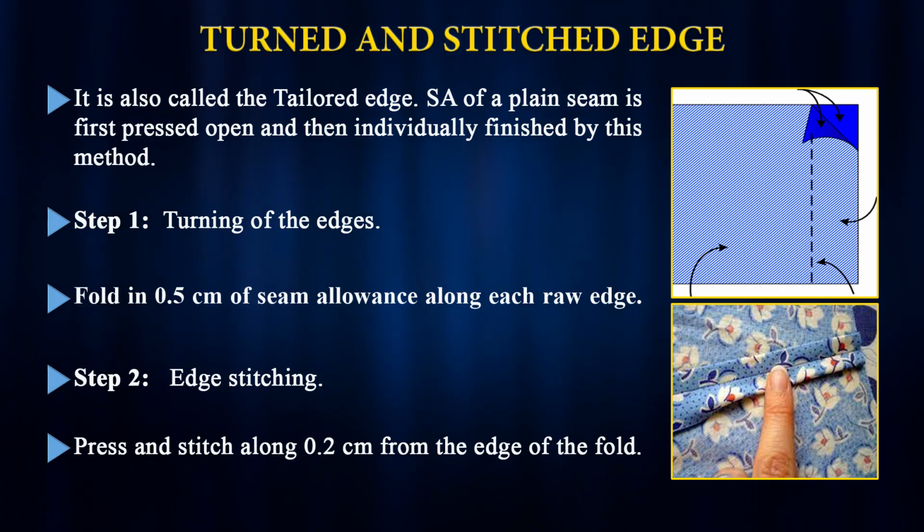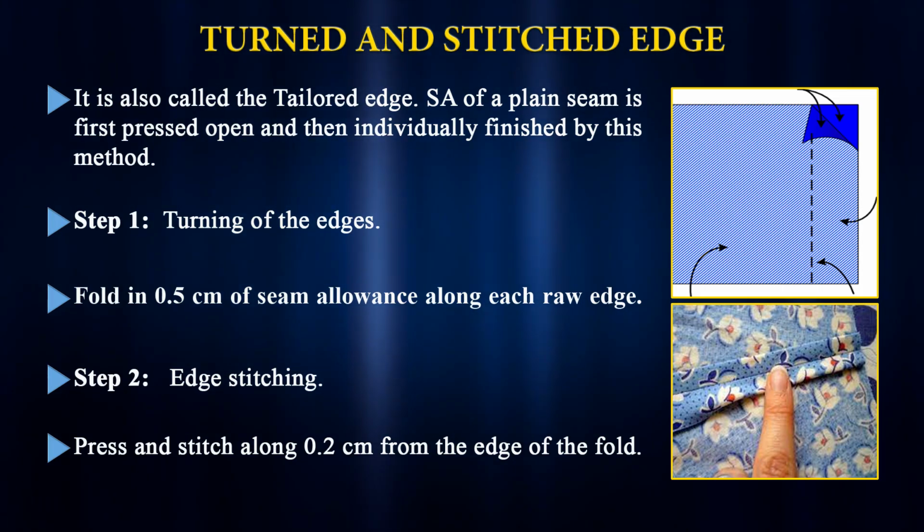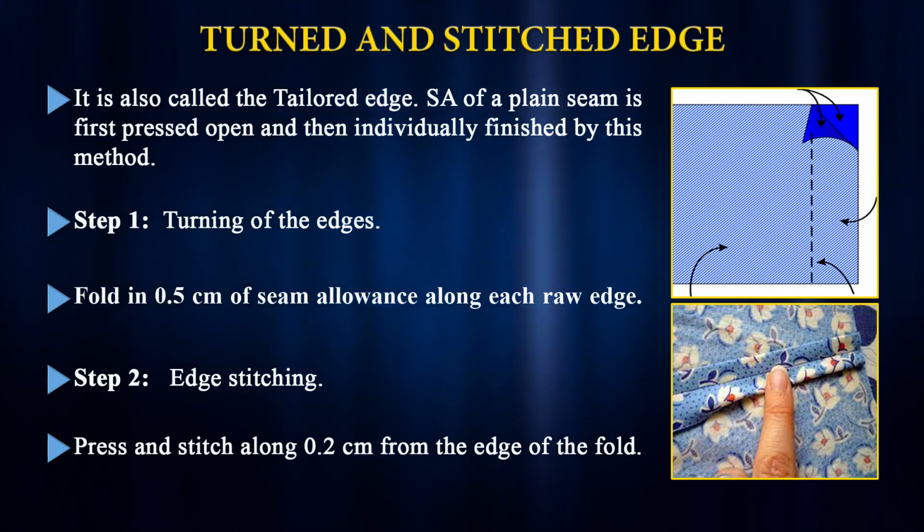So this is called the turn and stitch edges. So you can see in the picture, this is how turn and stitch edges is done. Then stitched and pinked edges. So stitched and pinked edges, it is done when we develop a plain seam, the raw edges of the plain seam may be pinked.